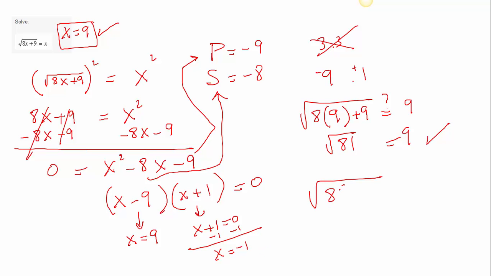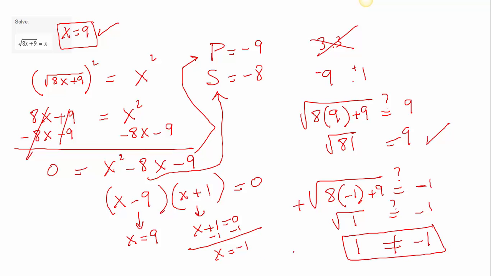Let's try x equals negative 1. The square root of 8 times negative 1 plus 9, is it equal to negative 1? The answer is no, because that's a positive and that's a negative. A positive cannot equal a negative, but let's show the work. Negative 8 plus 9 is 1. The square root of 1 is 1. 1 does not equal negative 1. So right away, x equals negative 1 is not a solution, and the only solution is x equals 9. Final answer.